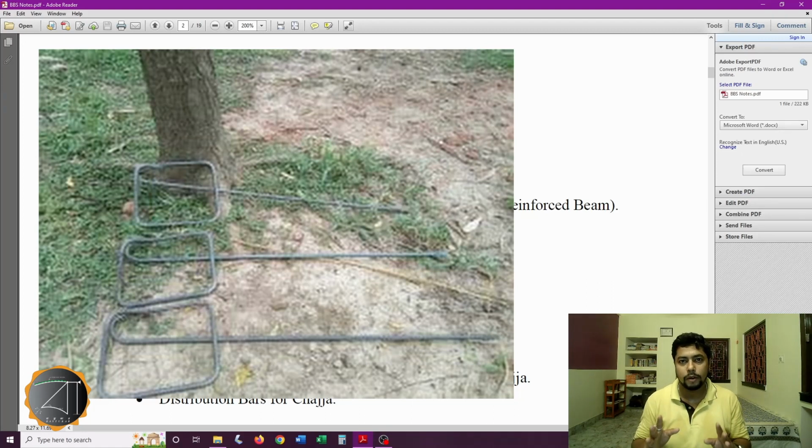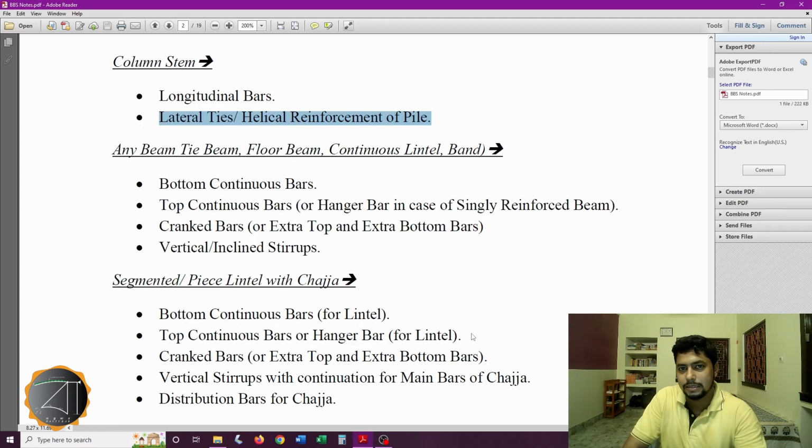I hope those who are following my Facebook page have already gone through that picture. So the vertical stirrups and the main reinforcement of the cantilever, that is the sunshade, because the sunshade is acting as a cantilever, one end is fixed on this lintel and the other end is free. So it's basically a cantilever. That vertical stirrup of the lintel will come out as the main bar of the sunshade, and distribution bars will be used as well.